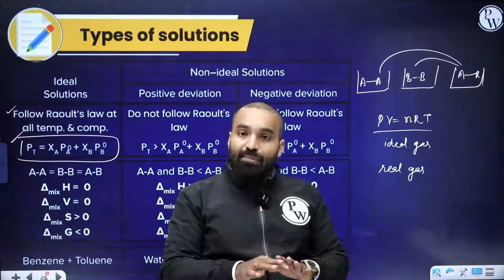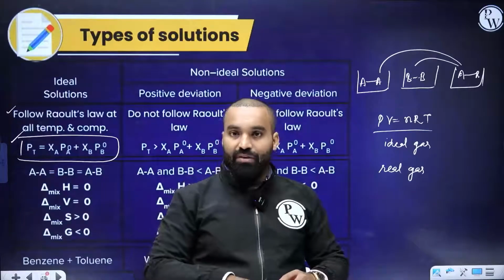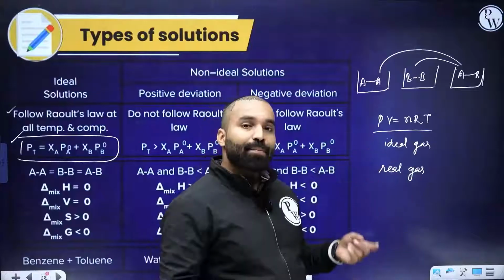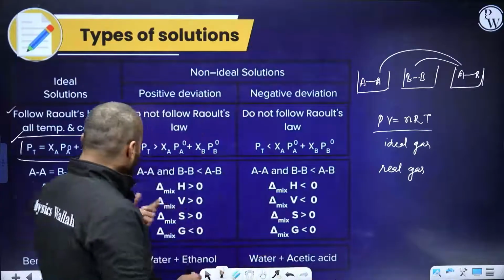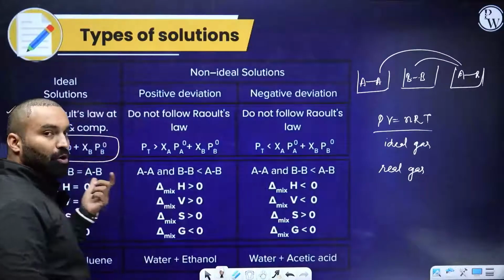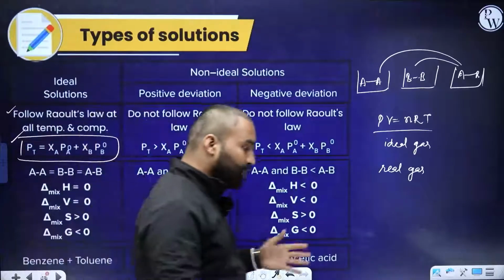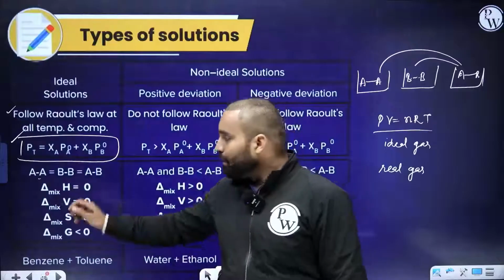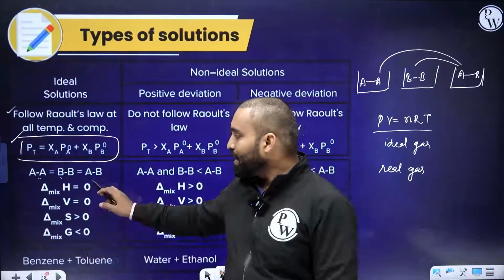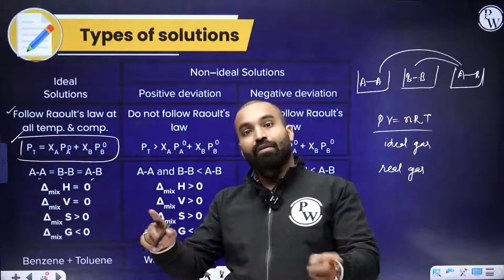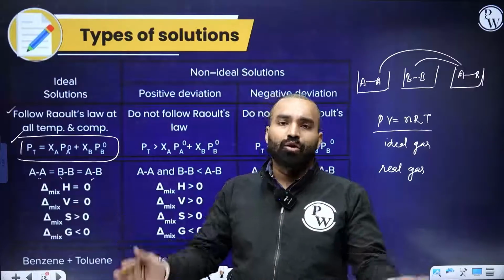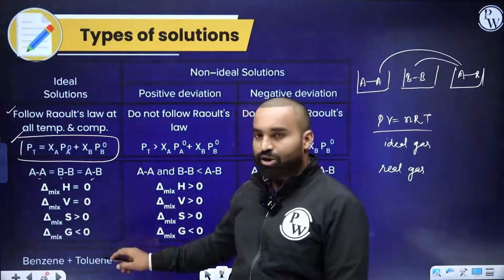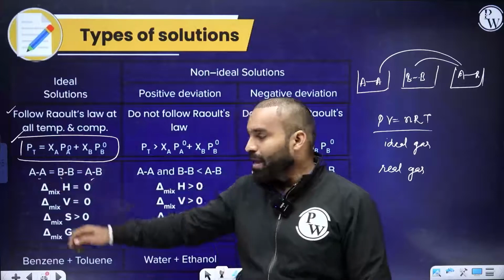Now when I mix both of them with each other, what happens? A and B have to interact with each other. If the interactions are almost the same, there is absolutely no difference. The interaction between AA, original interaction, between BB, original interaction, and between AB, the final one. Now in the mixture, if they are the same, no difference. So the partial pressure will not change. The partial pressure will remain the same.